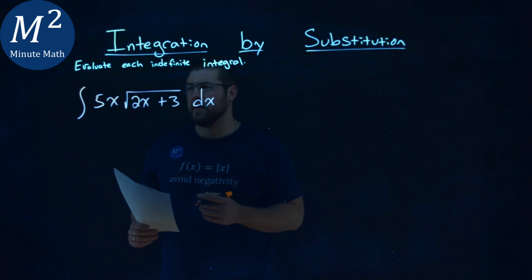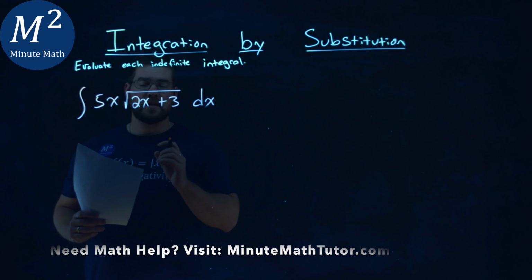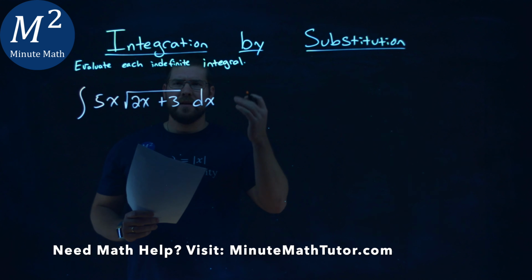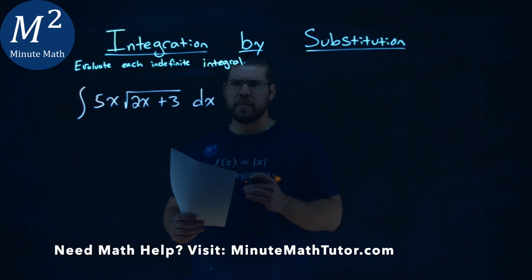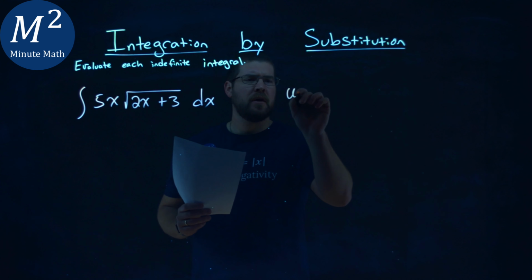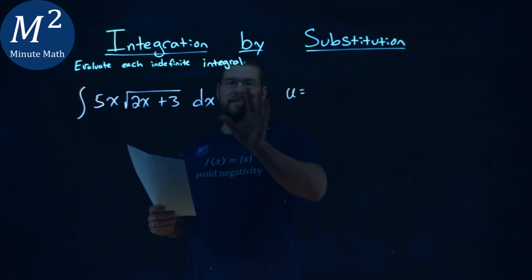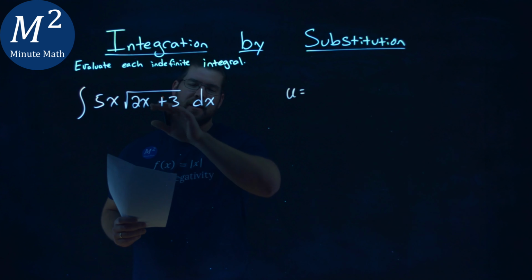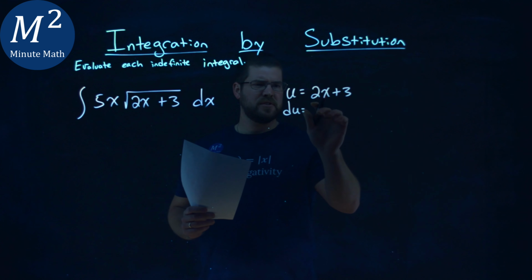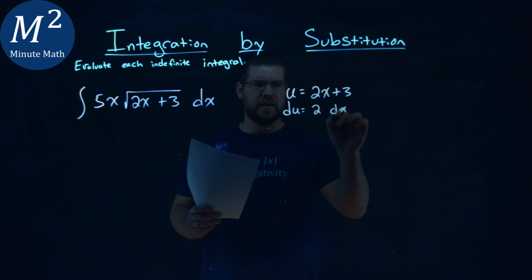We're given this problem right here, the integral of 5x times the square root of 2x plus 3 dx, and we want to evaluate this indefinite integral. Now, we're going to use some u-substitution. I need to find a u value. I generally set my u value to be what's inside of something kind of crazy, in this case the square root. So if I set u to be 2x plus 3, what's my du? Well, the derivative of that is just 2 dx.